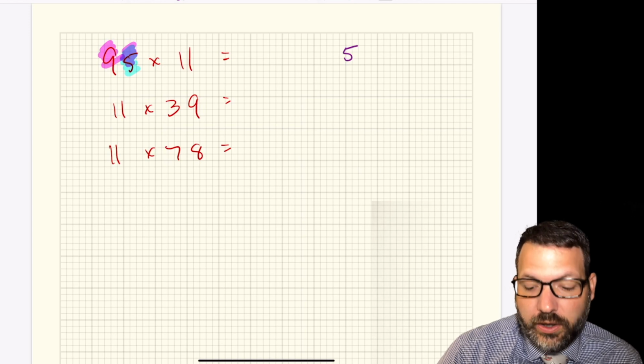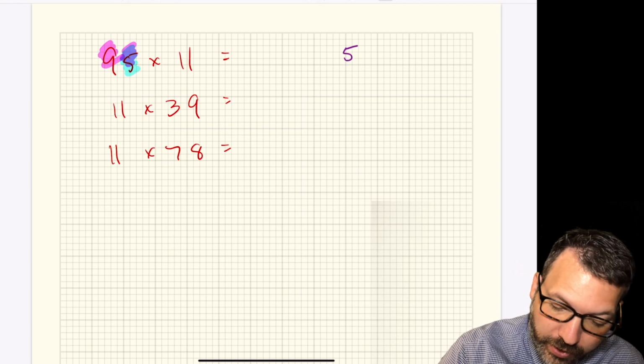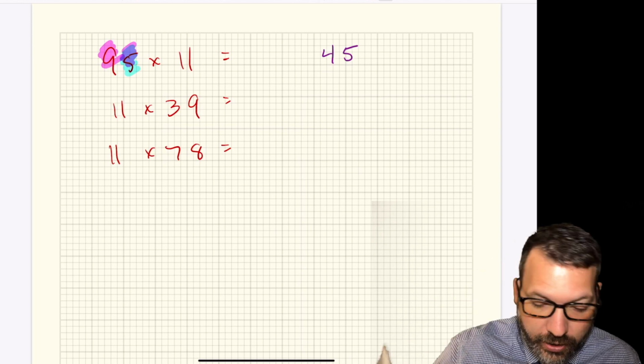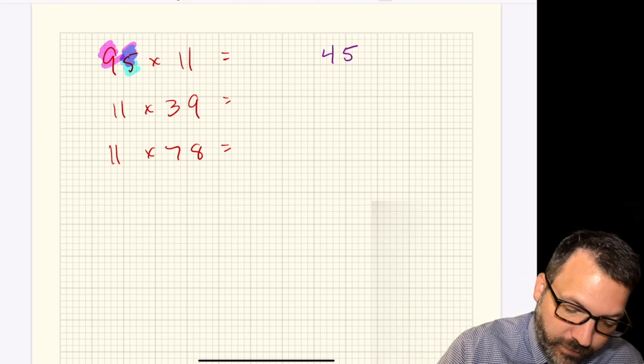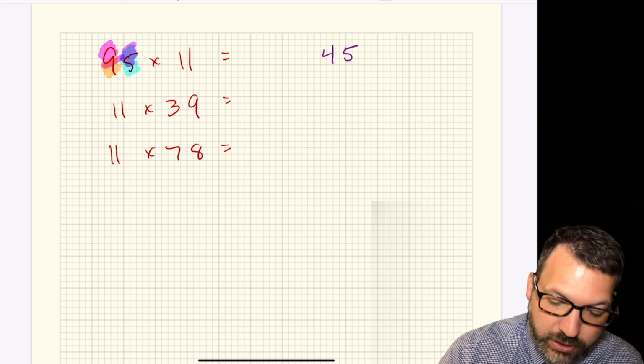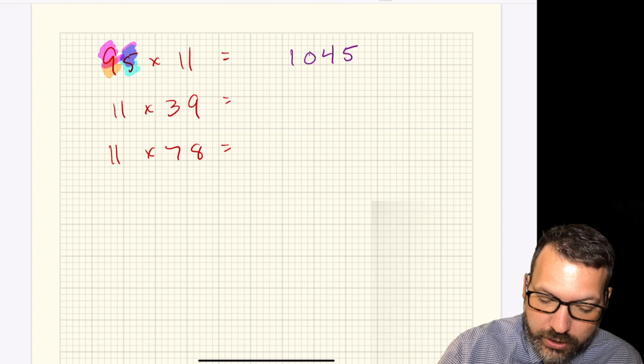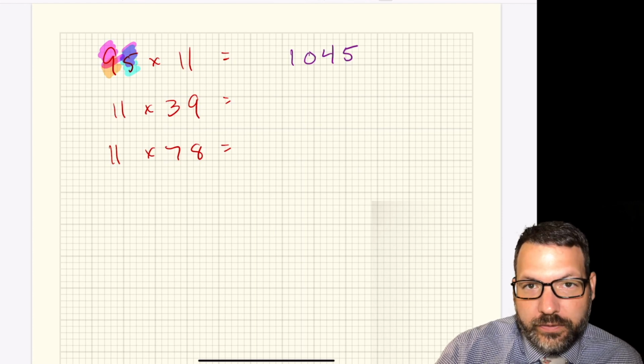9 plus 5 is 14, but we're only going to write down the 4 of the 14, and we're going to carry the other one in our head. And then finally, I'm going to take this tens digit here, which is 9, but I'm going to add that carry that's up in my head. 9 plus 1 is 10, and so we get 1,045.